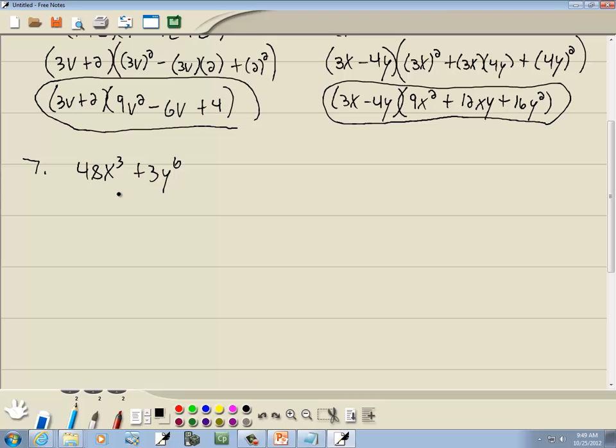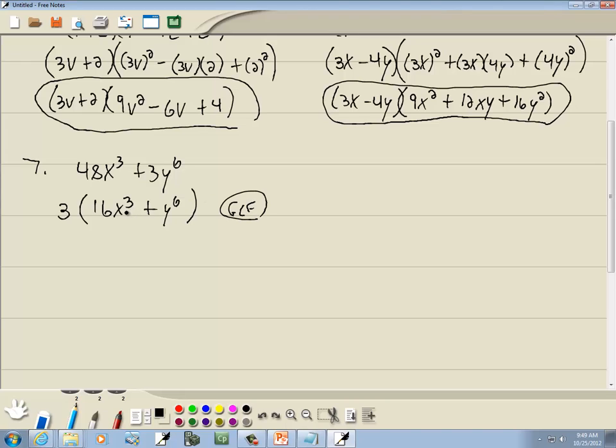Or is it? Think what I've been emphasizing over and over. Our first method is GCF. A lot of problems, if you don't factor out the GCF and you dive right into the method, well, it won't even factor sometimes. Sometimes it will. GCF, these both have a 3 in common. So I'll factor out a 3. And that gives us 16x to the third plus y to the sixth.